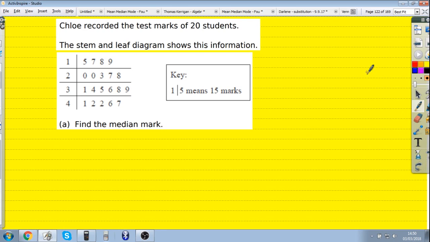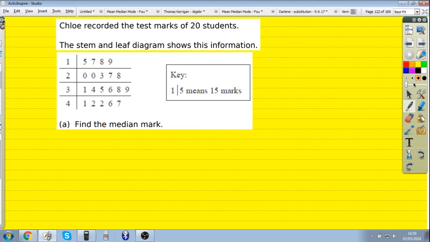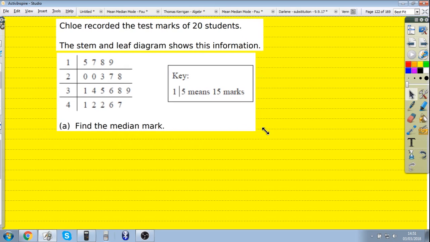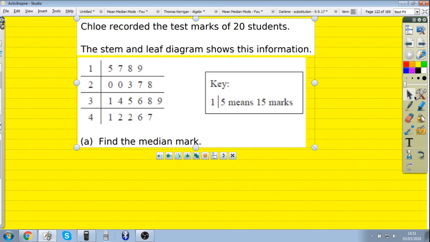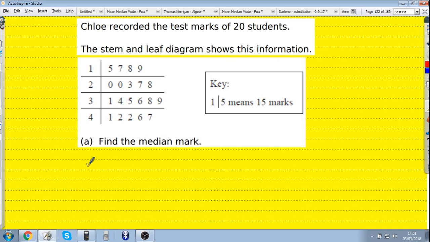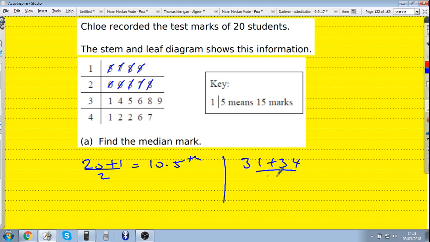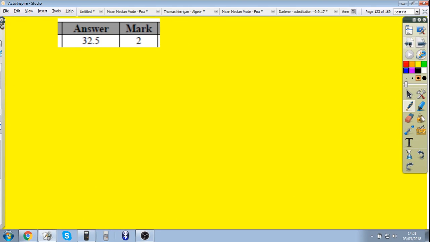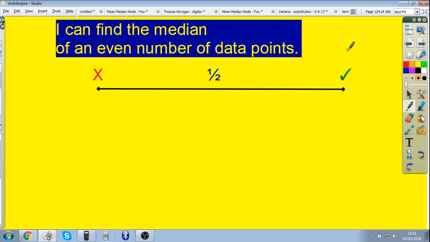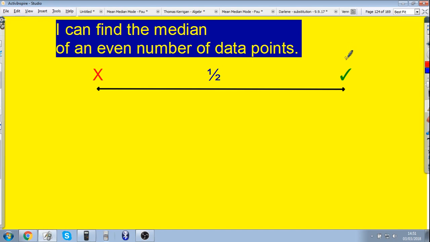Okay, how do we do it from a stem and leaf diagram? Am I just meant to find the median here? Yep, find the median. So that would be the number in the 10.5 place. 1, 2, 3, 4, 5, 6, 7. Would that number be 32.5? Correct. So 31 plus 34 over 2, 32.5. Okay, I can find the median of an even number of data points. Tick.